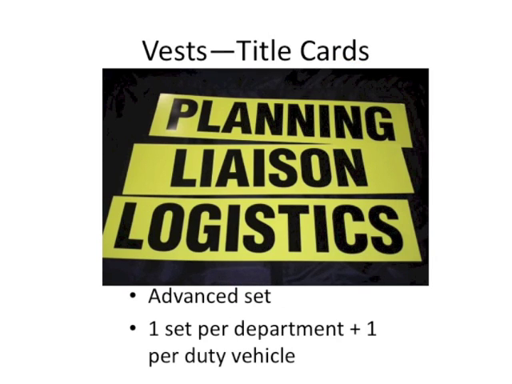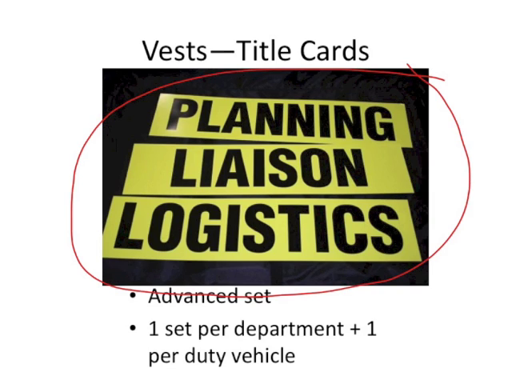Now, in addition, there's an advanced set of title cards. You'll receive one set of these per department, and then one set per each duty vehicle, if you have a duty vehicle with your company. These are just these three, planning, liaison, and logistics. These were separated out just basically because they're not used on a very regular basis. So we thought that these were things that we could just issue one set per company. That would be adequate, yet they keep us within NIMS compliancy.